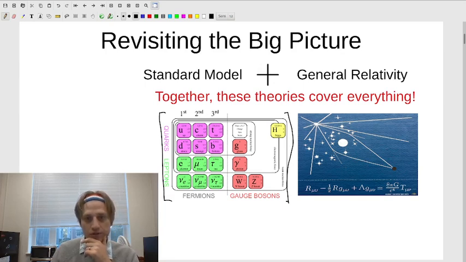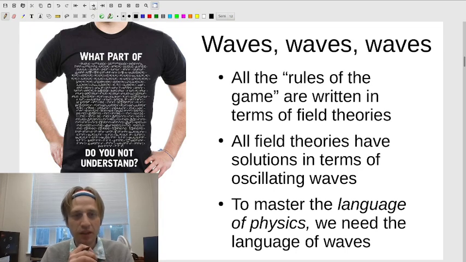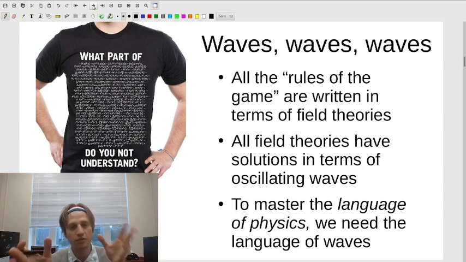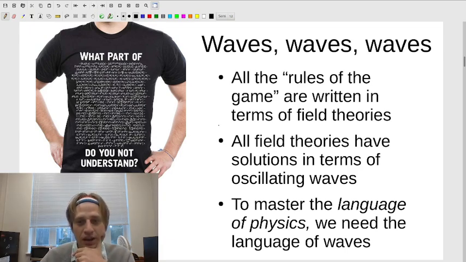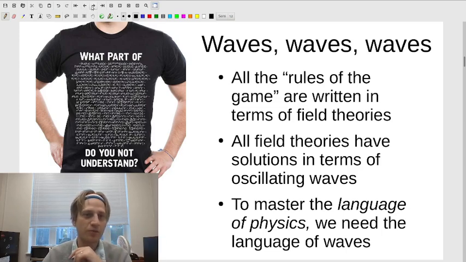Now, of course, I have to mention there are dark energy and dark matter, but these are still matters of contention. But all of the rest, electromagnetism, strong and weak nuclear forces, those are all written in terms of field theories. We've already talked about some of these fields, the electric and magnetic fields, which are really part of some underlying single entity. And the best way to describe these that we know about is in terms of oscillating waves. So if we want to master that language of physics, we want to get a little bit better at using the language of waves. So that's a lot of what this unit is going to be about.